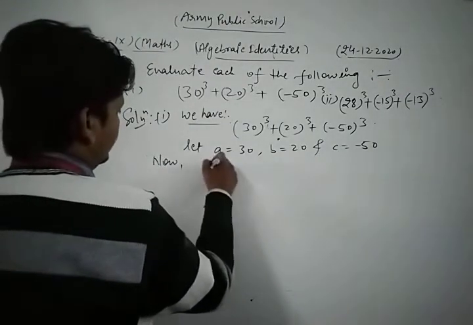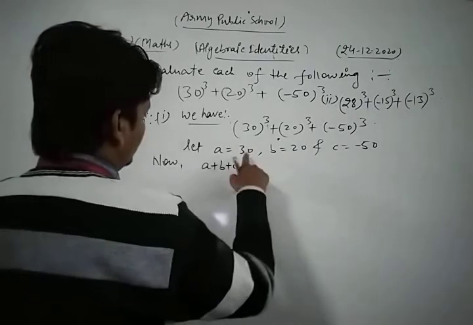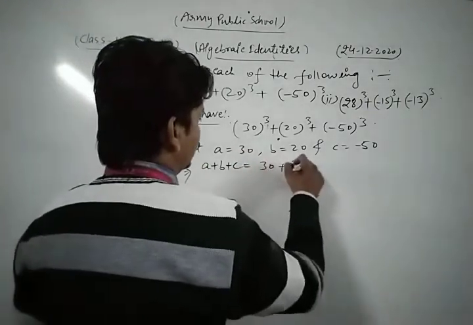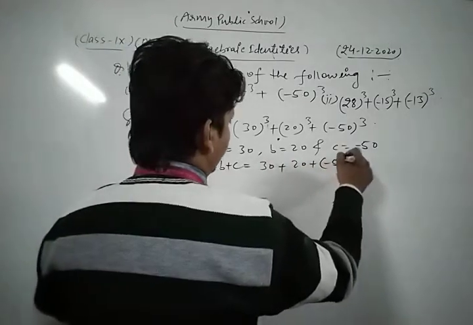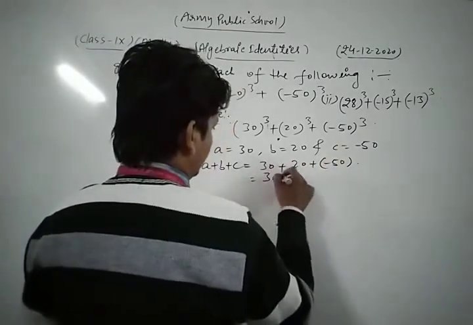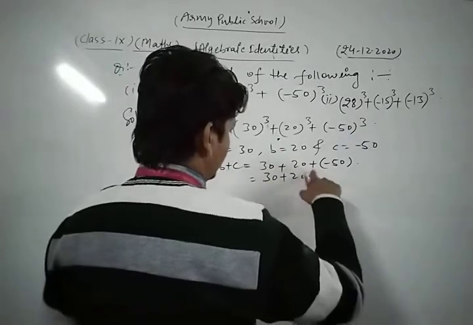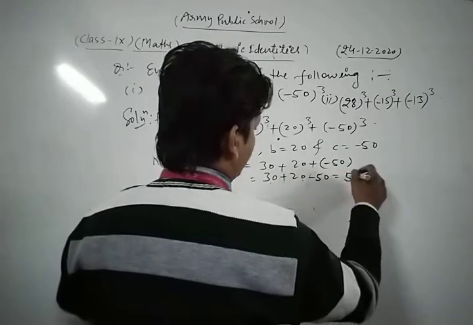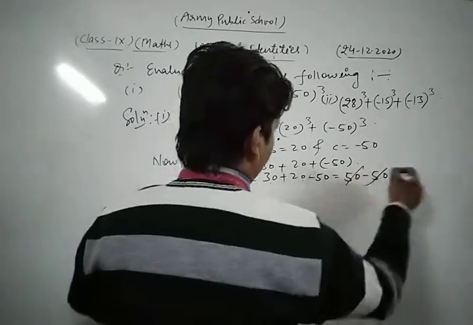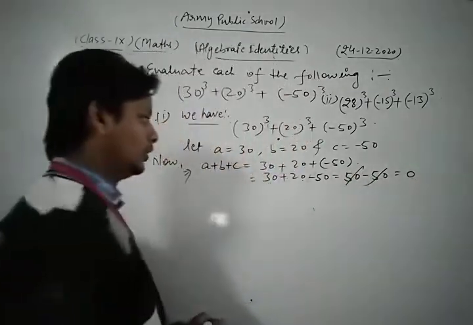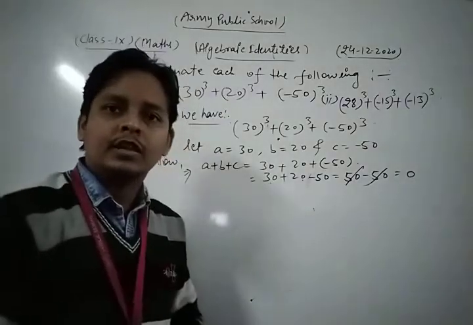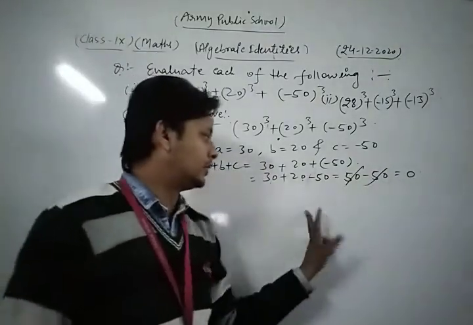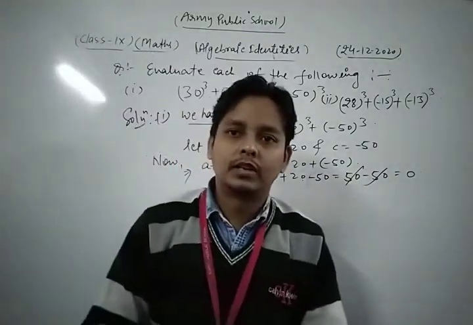Now we check the value of a plus b plus c. This is 30 plus 20 plus minus 50, that is 30 plus 20, this is 50, minus 50, that is equal to 0. Thus, dear students, in this way we get the value of a plus b plus c is equal to 0.